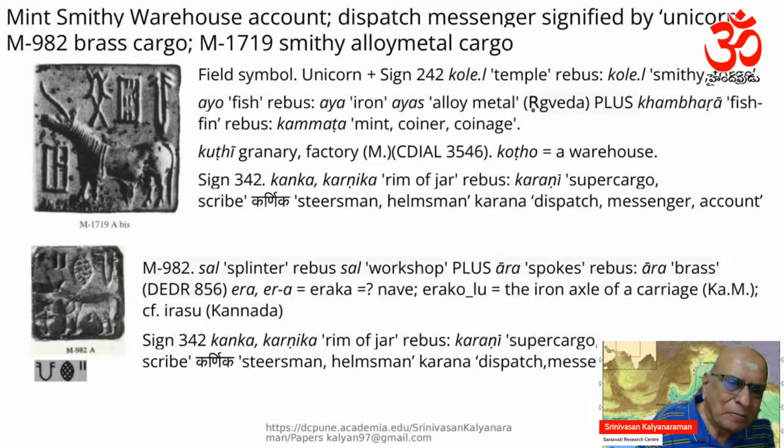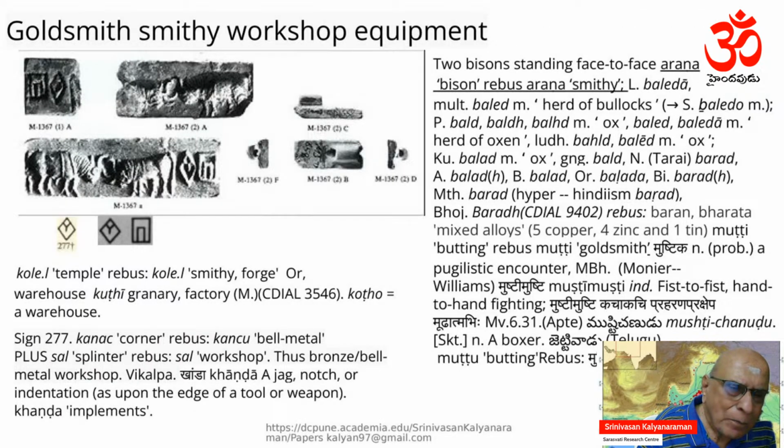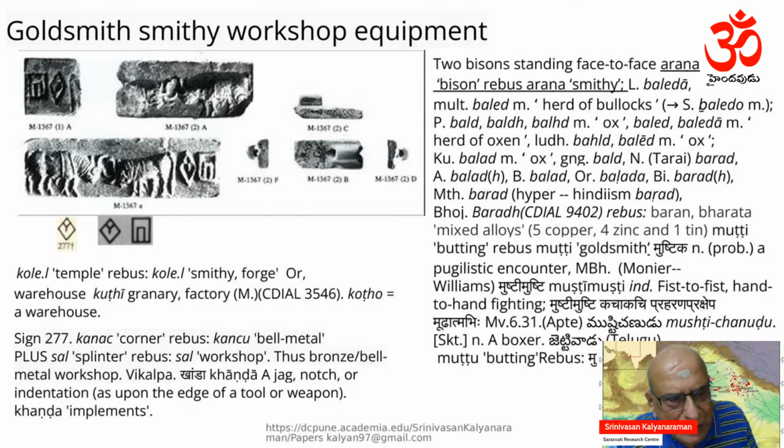Next, please. Goldsmith, smithy workshop equipment, is signified by this inscription of 2 bisons. Kolel temple, Kolel smithy forge. Or it can also be a warehouse kuti, granary factory, or koto warehouse. Kanach corner, consumable metal. 2 bisons standing face to face. Arana, bison, Arana smithy forge.